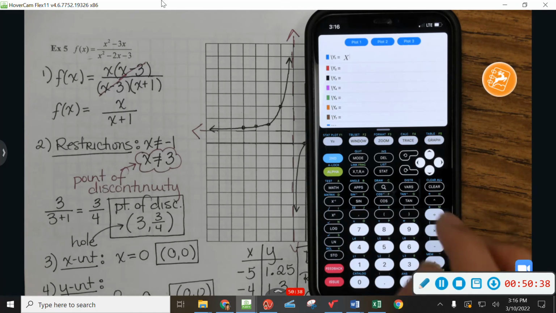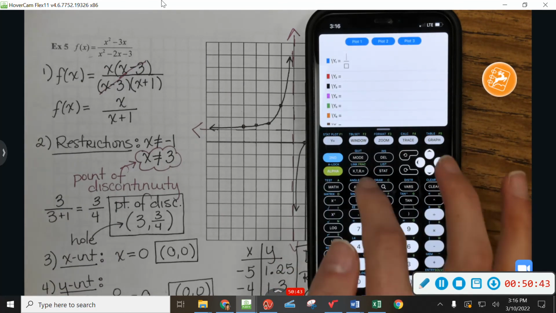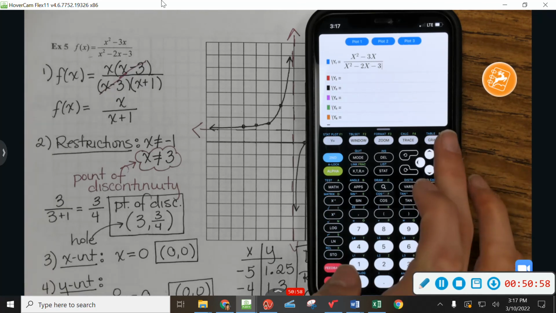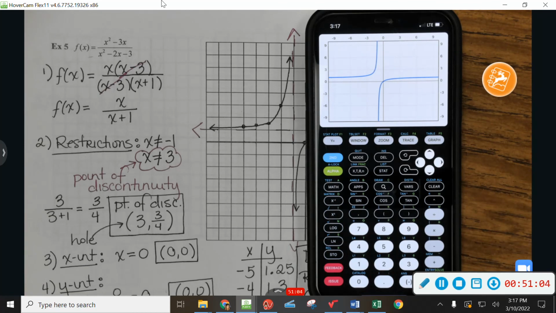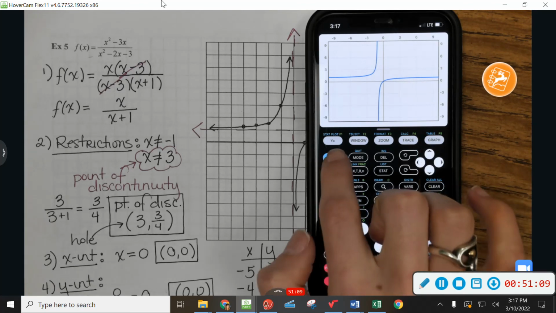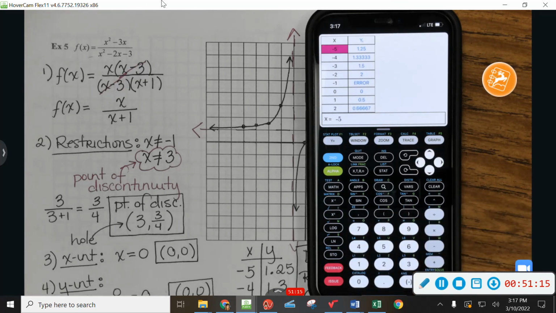Okay? So to show you how I would do this, I'm going to do that button, and then I'm going to have X squared minus 3X over X squared minus 2X minus 3. The top right, it says graph. So the graph is going to look like. Okay? To get to my table, you see table in blue. So I'm going to hit the blue button, second graph. There's my table. Where our Inspire says undefined, the 84 says error. Okay? Same thing.